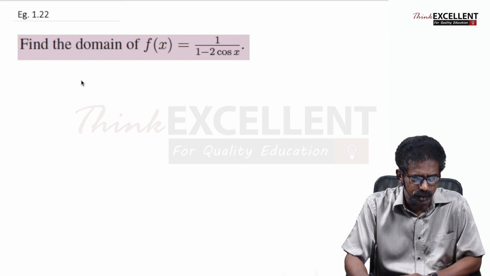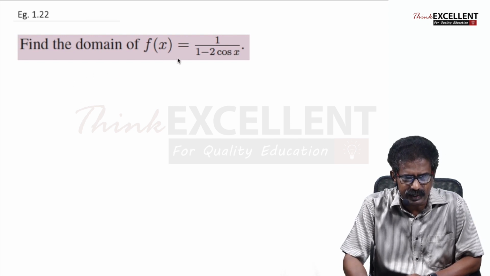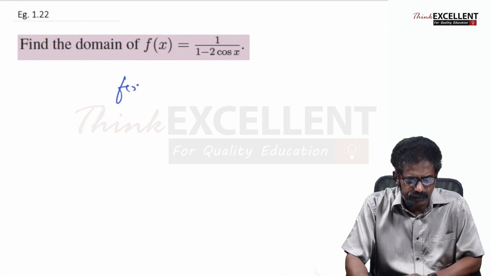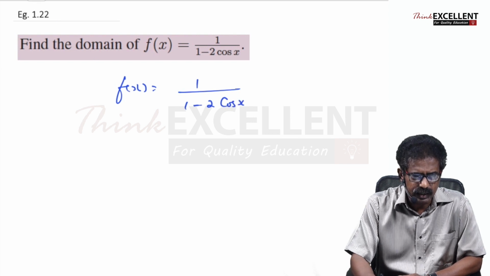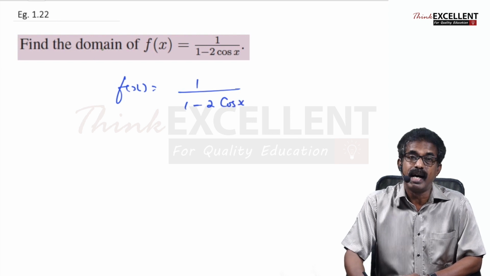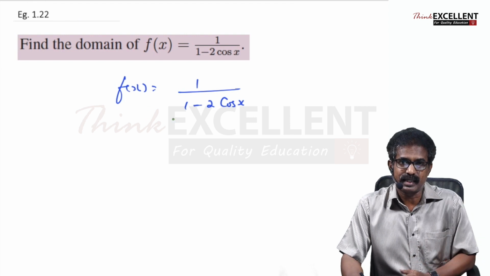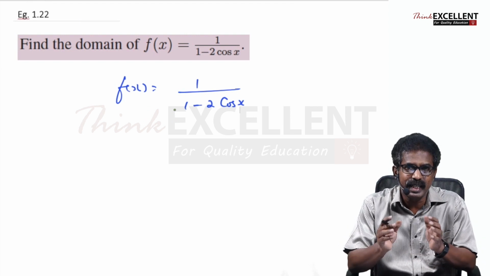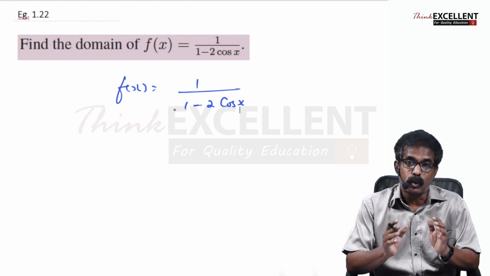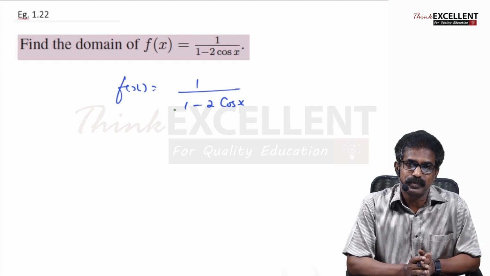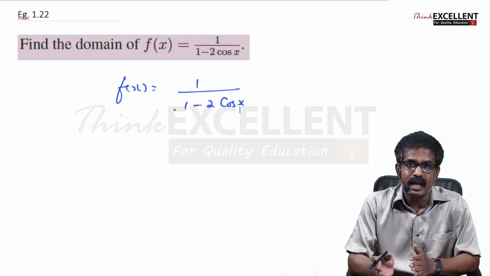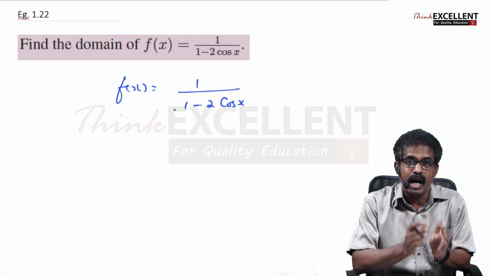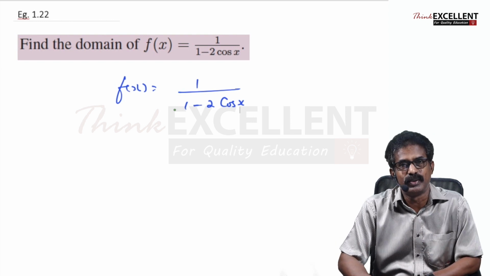Now please look at the next question. Find the domain of f of x equal to 1 by 1 minus 2 cos x. Now we have to see for which values this function exists. This is rational, right? Numerator, denominator. Whenever a denominator is there, you find the values to be excluded. For that, you put the denominator equal to 0 and you get the excluded values. So the domain is R minus those excluded values. Are you able to understand?